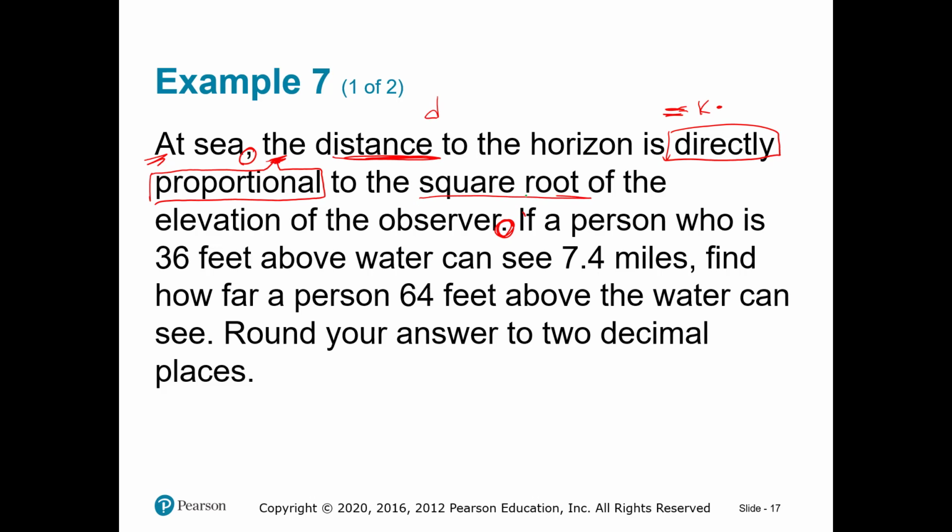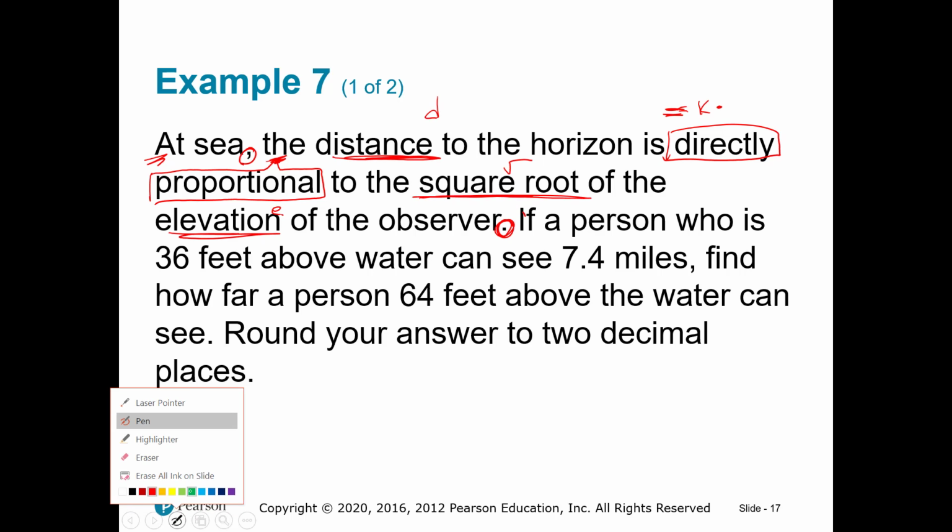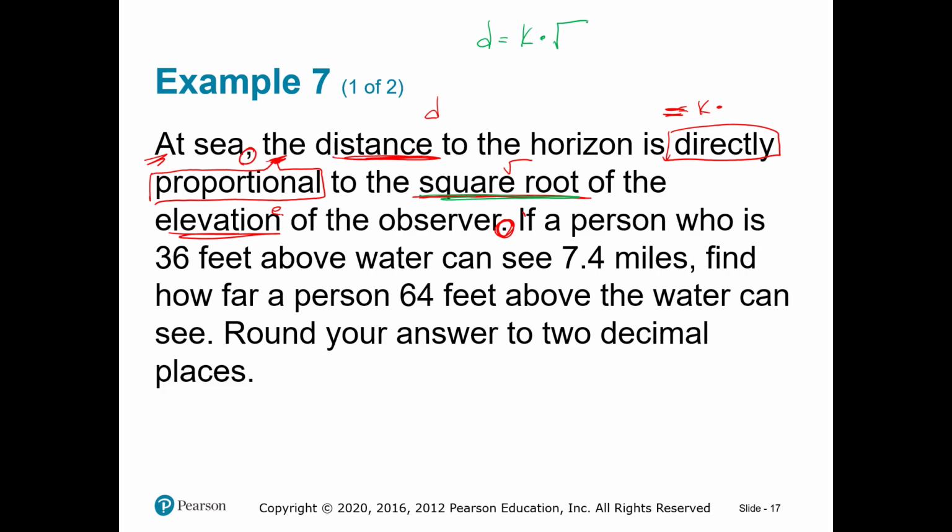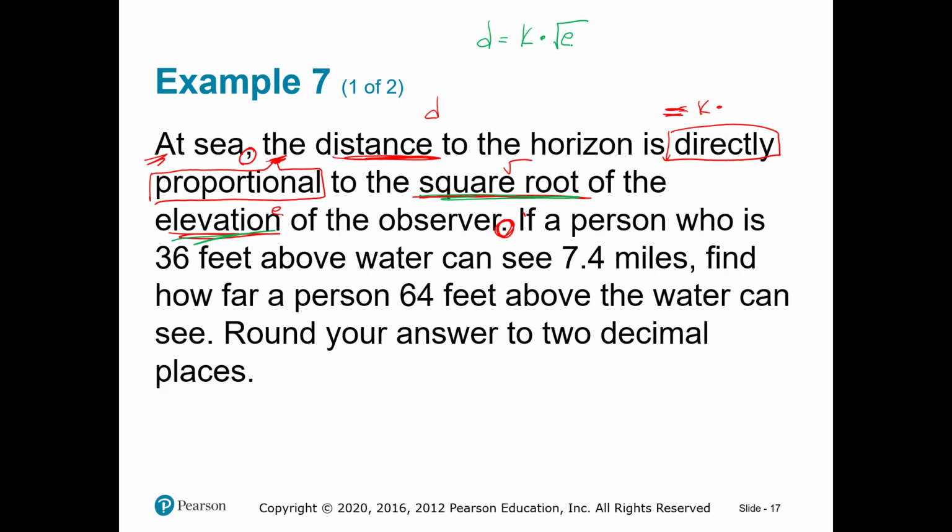Square root. Well, that's this symbol, isn't it? And elevation, how about E? So it looks like they're saying D equals K times square root of the elevation. So D equals K times the square root of the elevation. What do you think? Okay? All right. Generic equation.